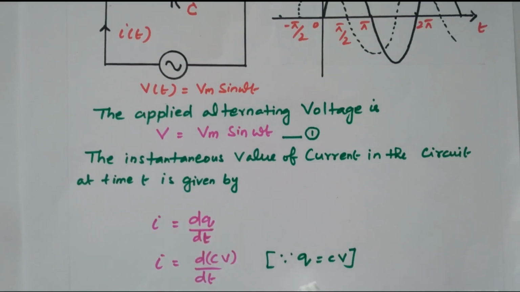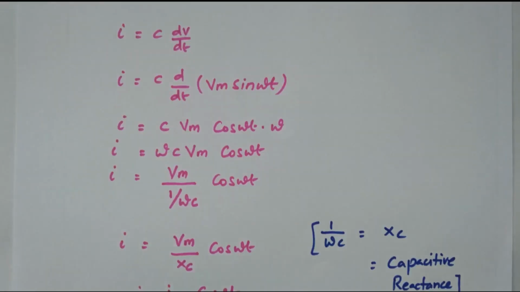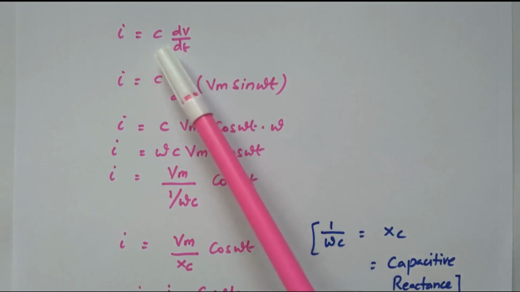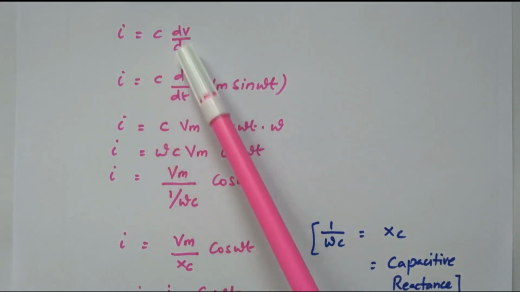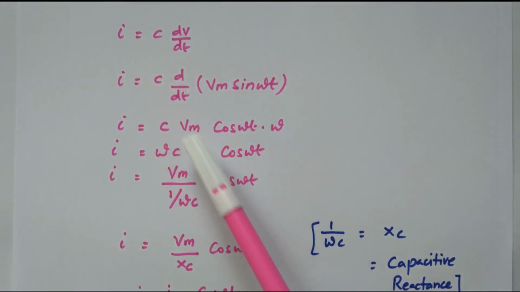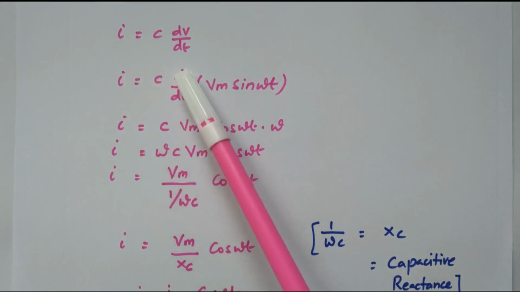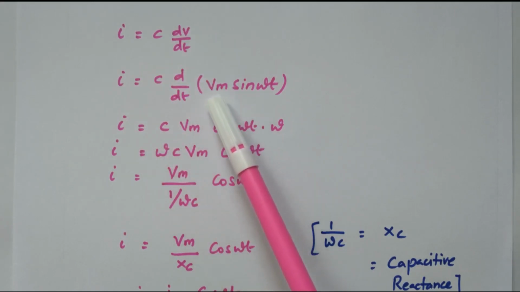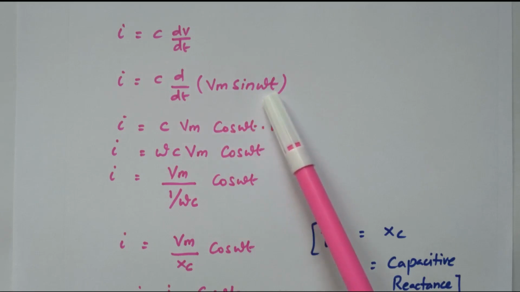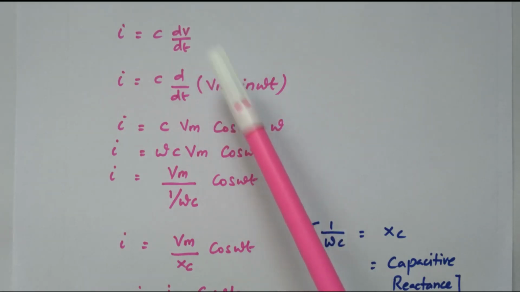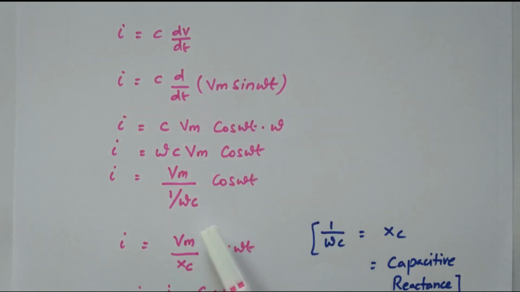But we know that q equal to CV. We can replace q with CV, right? So I equal to d by dt of CV. Now C is taken outside, so I equal to C dV by dt. Now I equal to C into d by dt of V, where V is replaced by the first equation, Vm sin omega t. The V is substituted as Vm sin omega t.